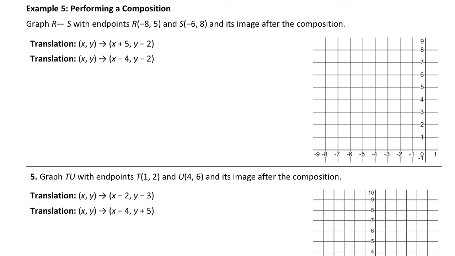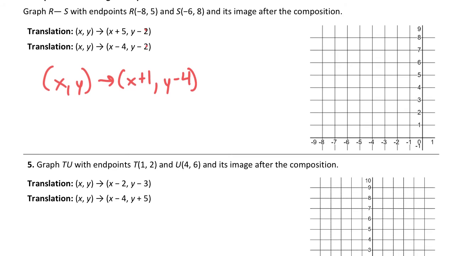Okay, so to perform this composition, you're doing 2 translations. You're going right 5 and then down 2, and then you're going left 4 and then down 2. So the way I would do this is I would rewrite this as one single transformation. If I went right 5 and then left 4, that would really mean I actually went right 1. If I went down 2 and then down another 2, that would really mean I went down 4. Okay?